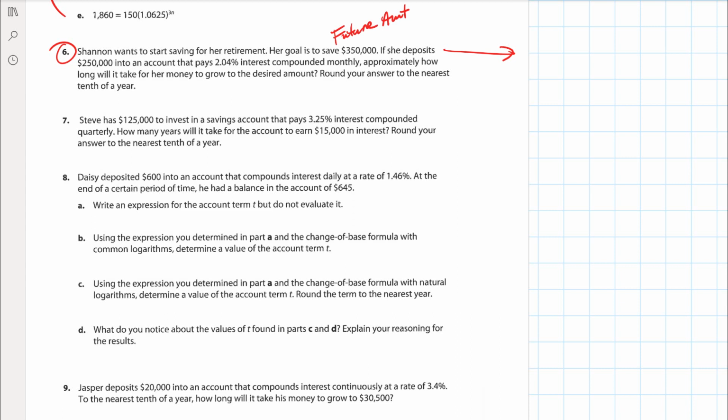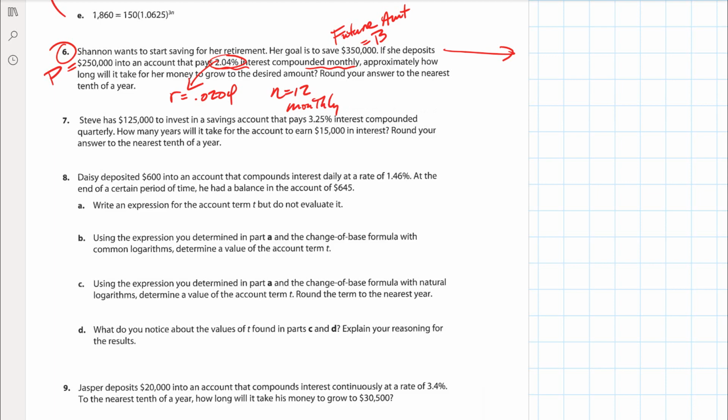Future amount. Okay, so that's equal to B. Holy cow, future amount. Future value. If she deposits $250,000 into an account, guess what? That's called the principal. Into an account that pays 2.04% interest, so R is equal to 0.0204. Okay, so there you go. We know the interest rate, and it's compounded monthly right there. So N is equal to 12 because it's monthly.